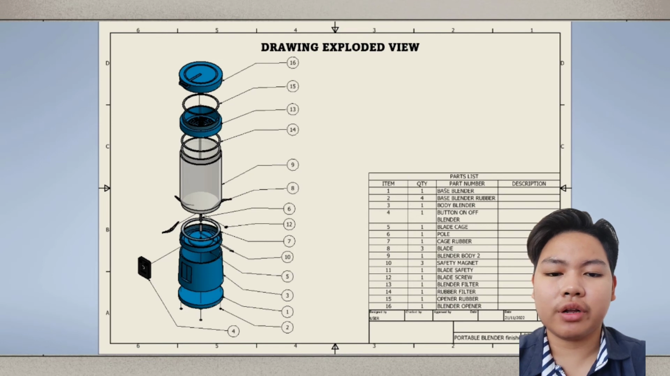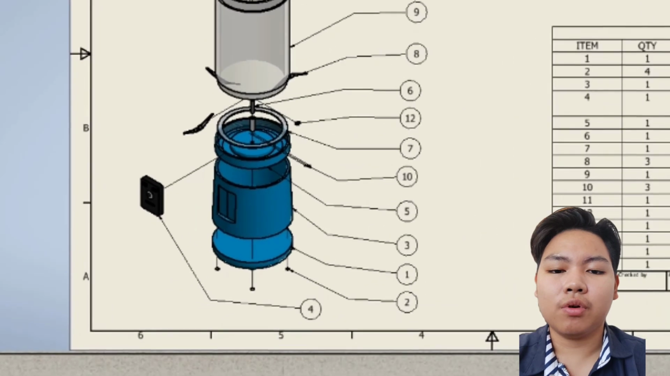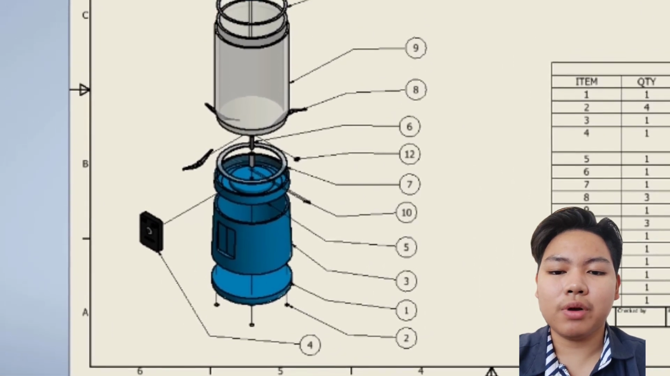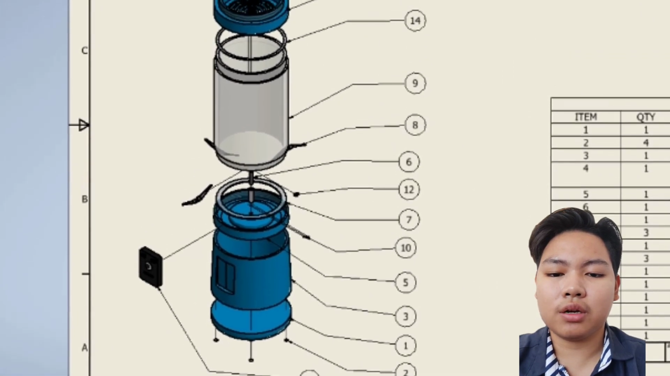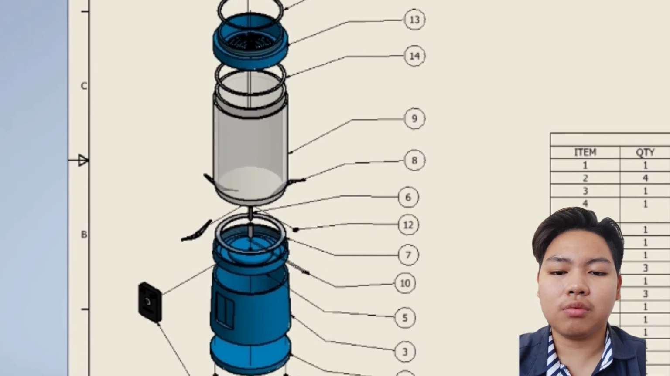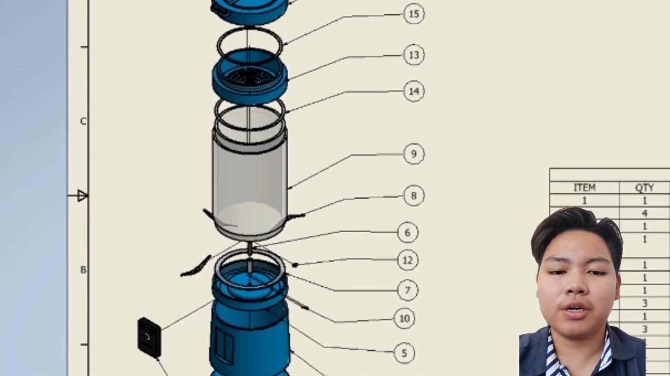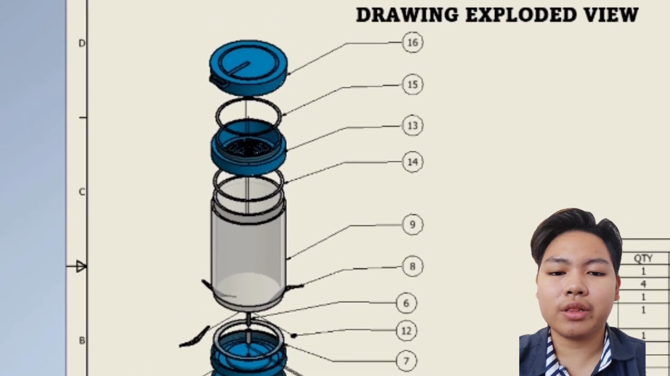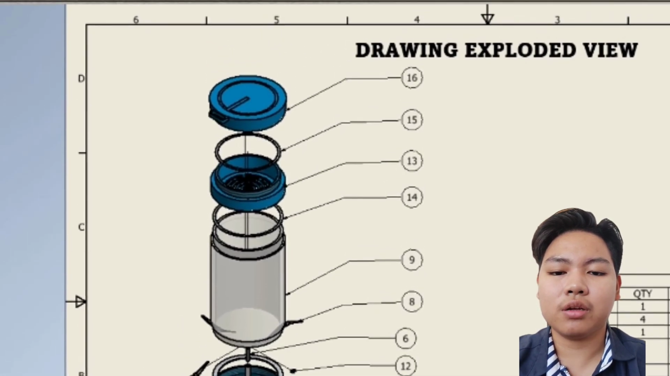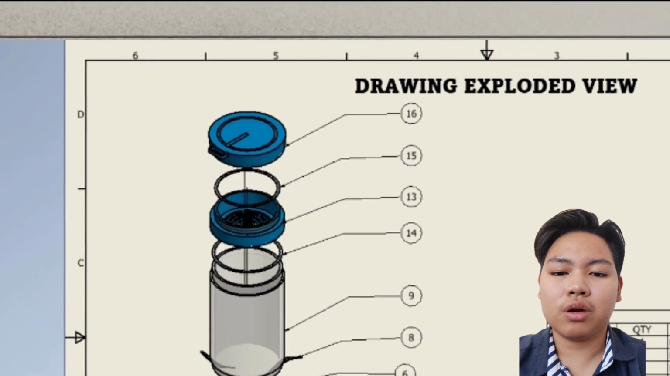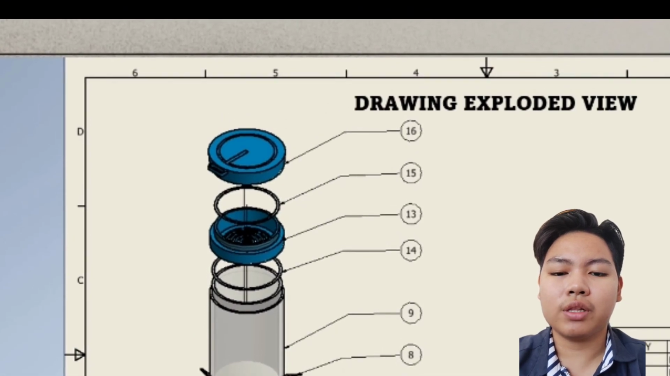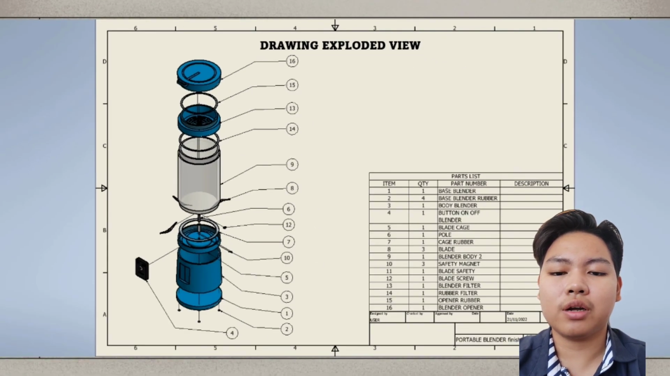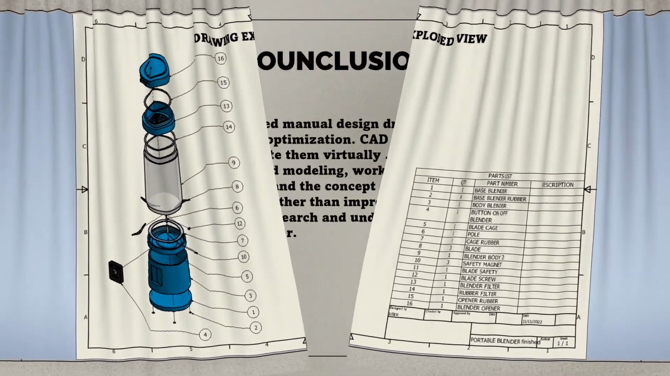Next, this is the drawing exploded. We have used 1 quantity for base blender, 4 base blender rubber, 1 body blender, 1 button on off blender, 1 blade cage, 1 pole, 1 cage rubber, 3 blade, 1 blender body, 3 safety magnet, 1 blade safety, 1 blade screw, 1 blender filter, 1 rubber filter, 1 opener rubber, and 1 blender opener.